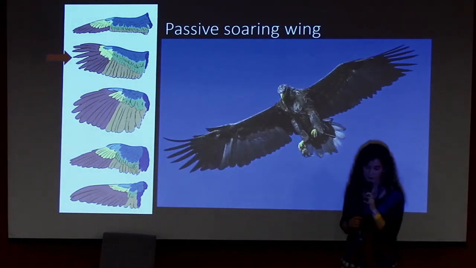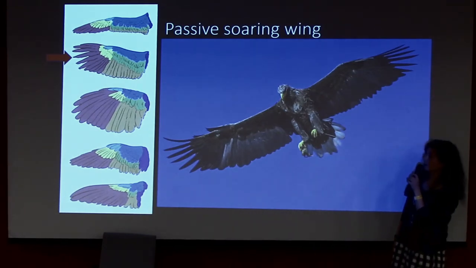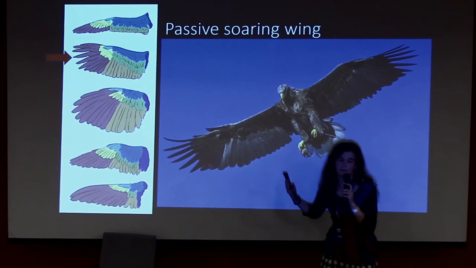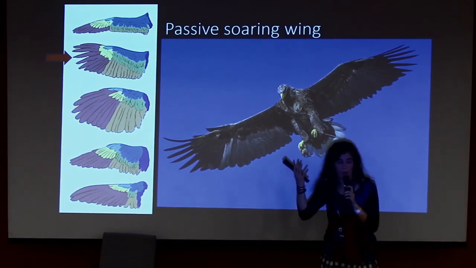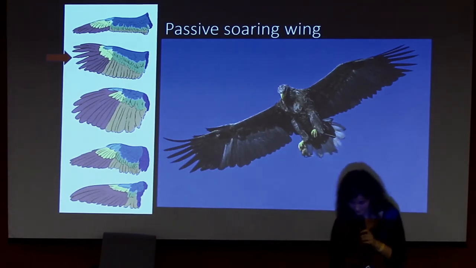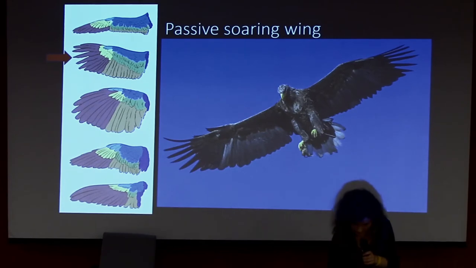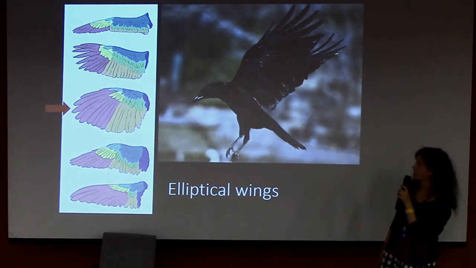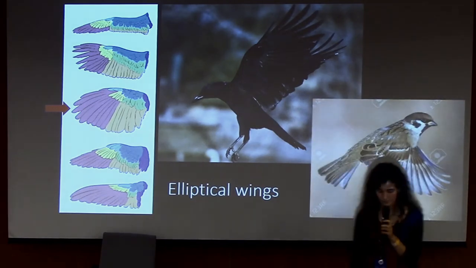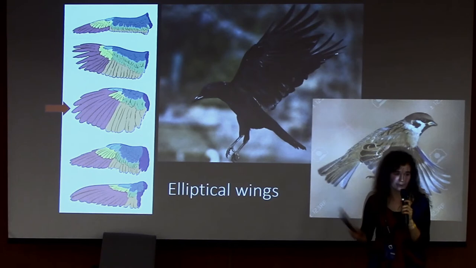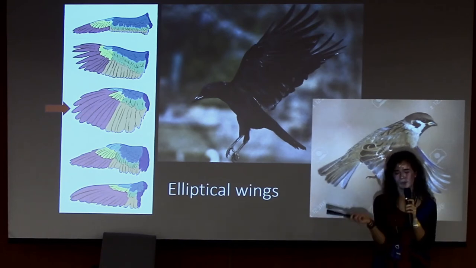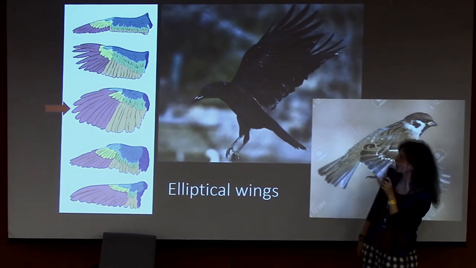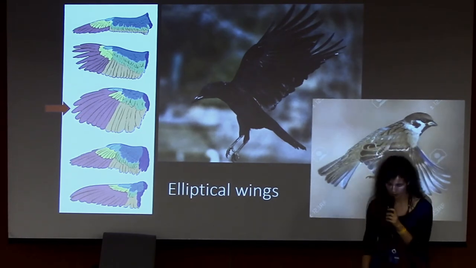The second wing shape are passive soaring wings, found in big birds of prey like eagles and condors. They are huge, long and wide, and they are useful for catching the warm upward wind currents to soar and look for prey. Then the third type are elliptical wings, found in most forest-dwelling birds like crows and sparrows. They are used for short flights, from tree to tree or from ground to a tree. They are not really used for long flights that much.